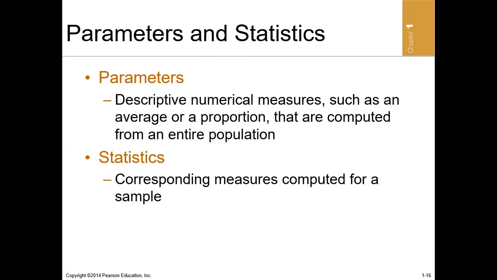But if I compute the mean for a sample, the mean is called a statistic. So any measure, be it mean, standard deviation, differences, correlation, whatever it is, if I compute that measure for a sample, the generic name for that measure is a statistic. Okay, so all measures computed for a sample are called statistics, and all measures computed for a population are called parameters.